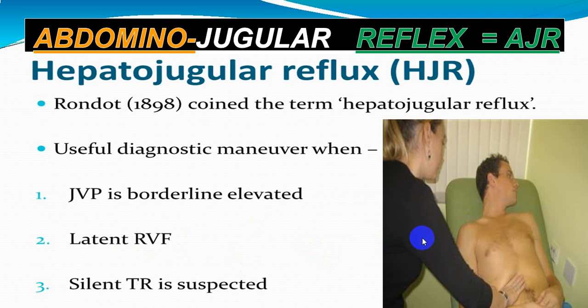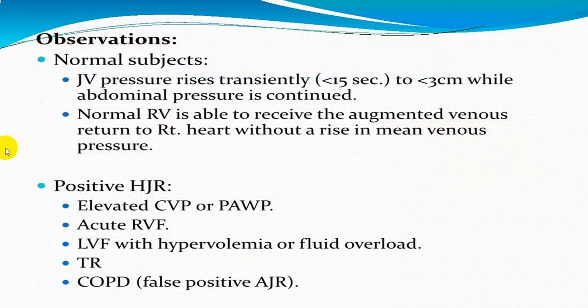And it will be very well demonstrable in a person who has got latent right ventricular failure and silent TR. In those conditions, it will be better demonstrable. So, positive HJR is classical in case of elevated central venous pressure, right ventricular failure, left ventricular failure, TR. Also in case of a right ventricular MI, in all these conditions, it will be positive.